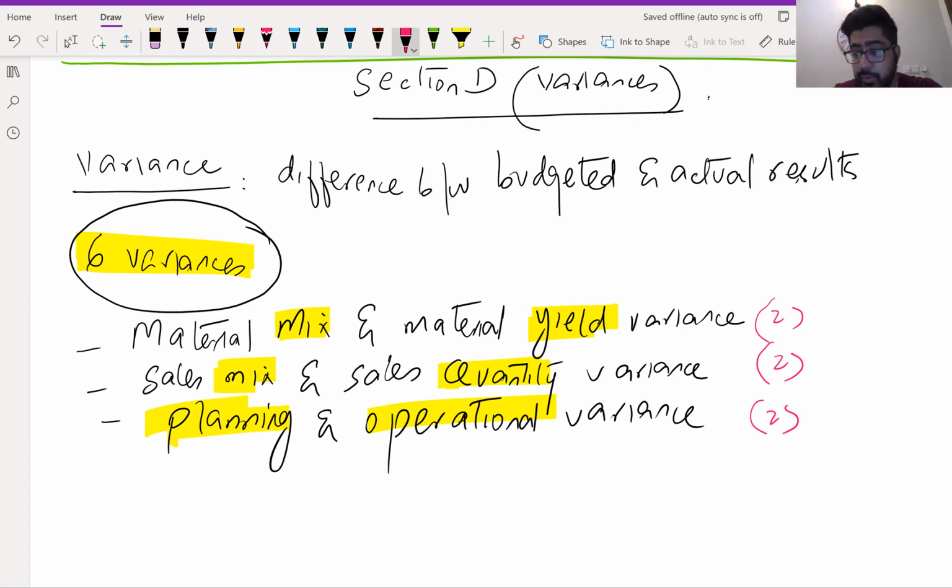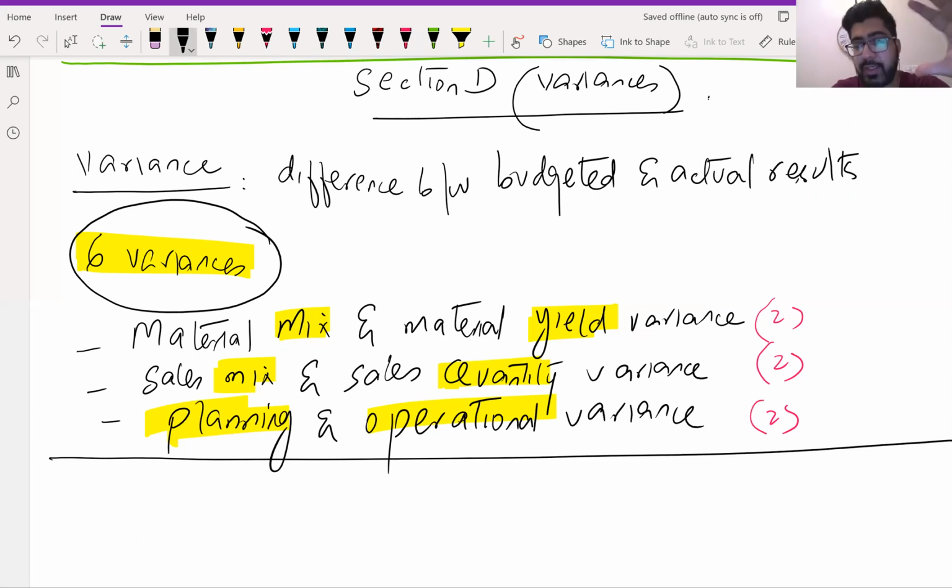And again, as I told you in the course outline, not just computation needs to be discussed. Together with computation, we need to do discussion as well, commentary as well. However, after 1 or 2 classes, we'll move towards the commentary. The first target is how to deal with these variances and what these variances are. Section D is variances, the topic number 1 we are starting, and there are 6 variances which we will cover: material mix and yield, sales mix and quantity, planning and operational.